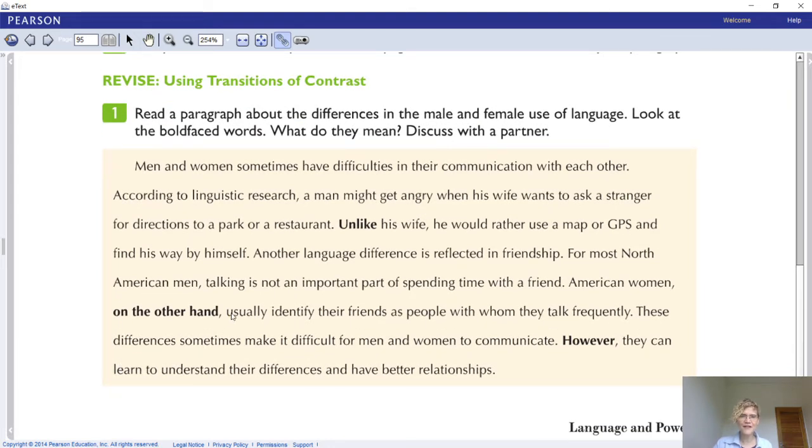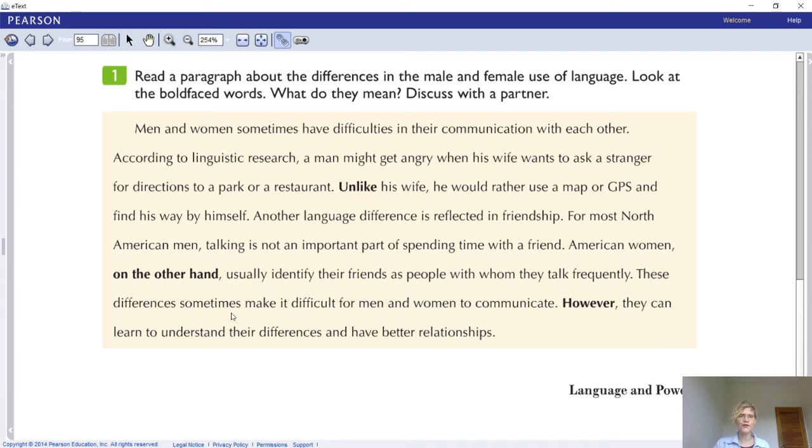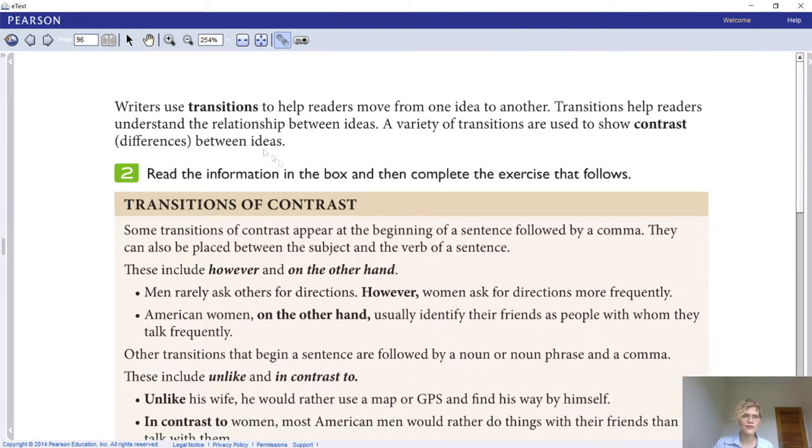Read a paragraph about the differences in the male and female uses of language. Now look at the bold-faced words. What do they mean? Unlike, on the other hand, however, are all transitions of contrast. They show the differences. So writers use transitions to help readers move from one idea to another. That makes your writing fluent and coherent, as we call it.